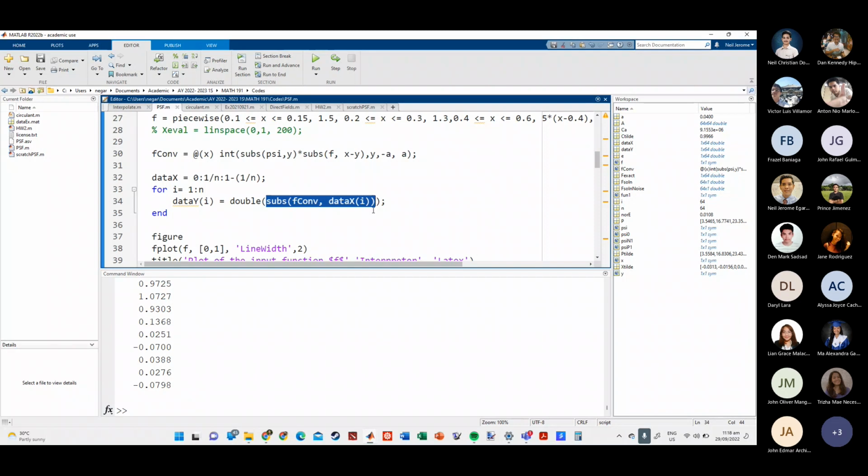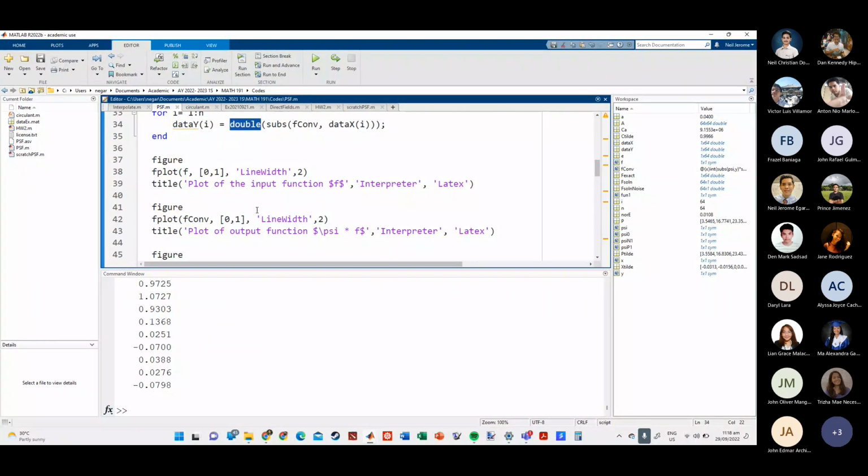Kaya to ease the computations, papa-convert ko muna kay Matlab ito into double precision. Para decimal digit na yung store niya, hindi niya ni-store yung value ni f convolution at that particular x value as a fraction or as a symbolic variable. I-save niya na lang to as a decimal number with double precision. Okay? So yung gagawin, makakuha ko ng data y which is of the same dimension as data x. So ito ay 1 by 64 din.